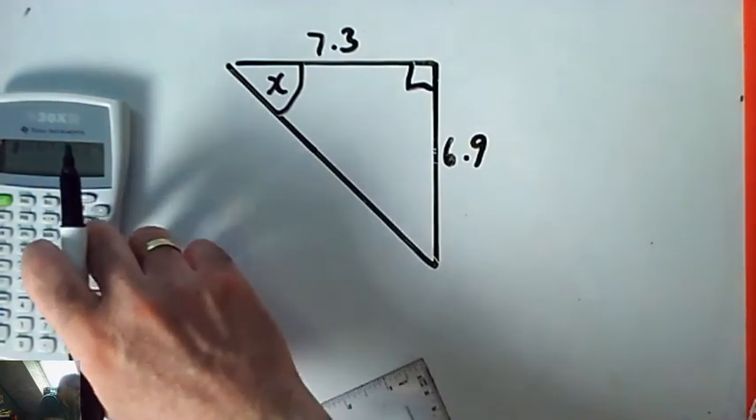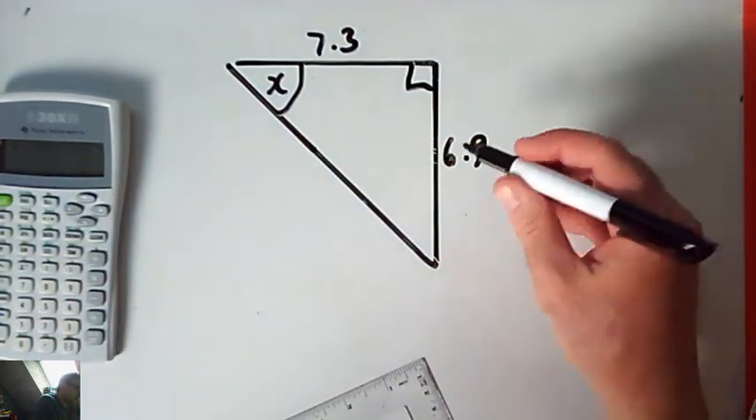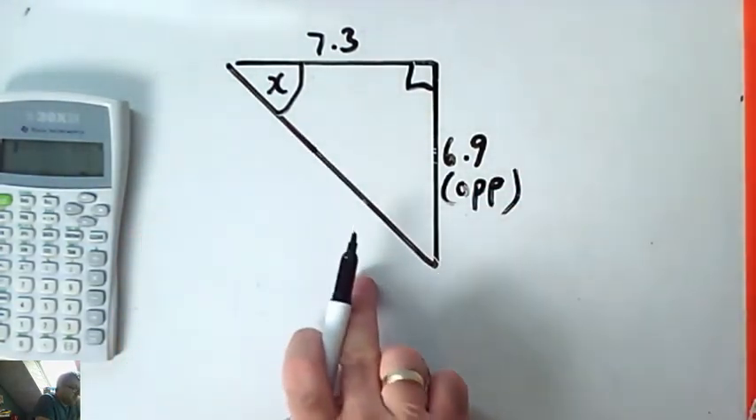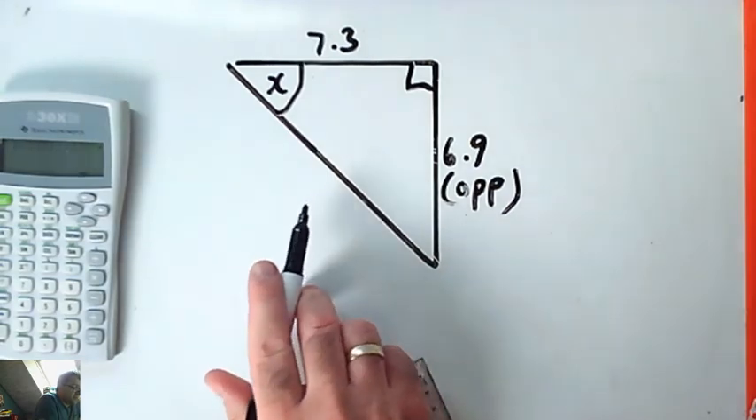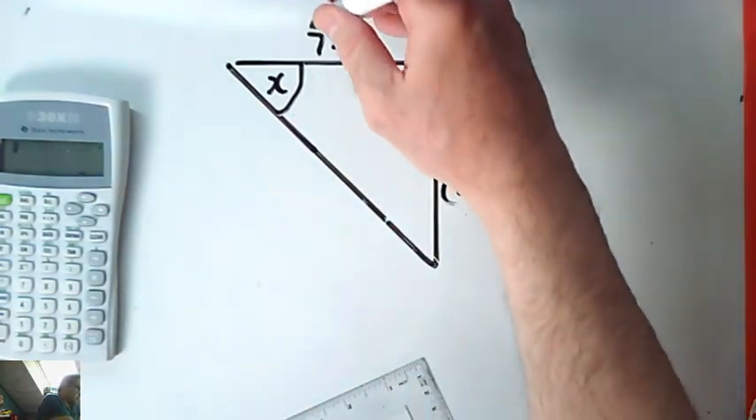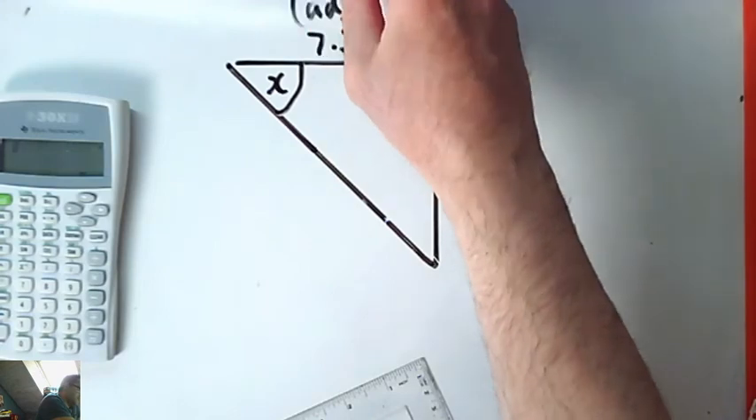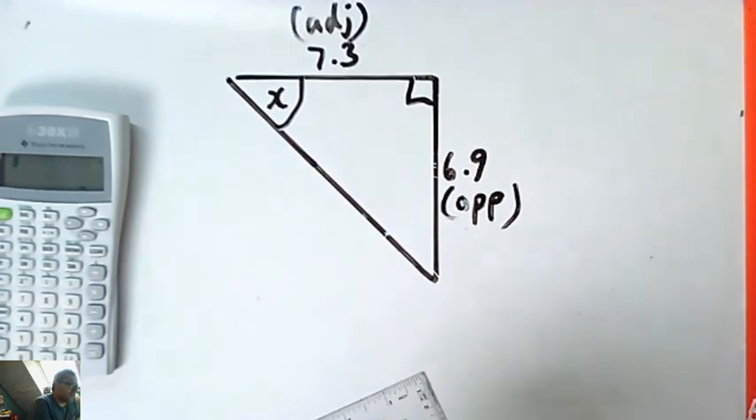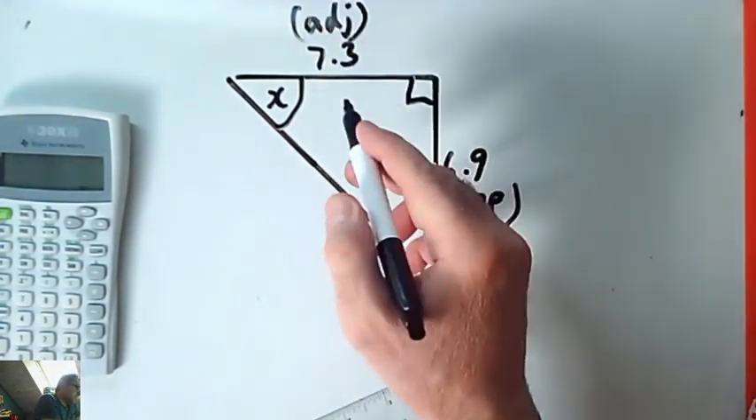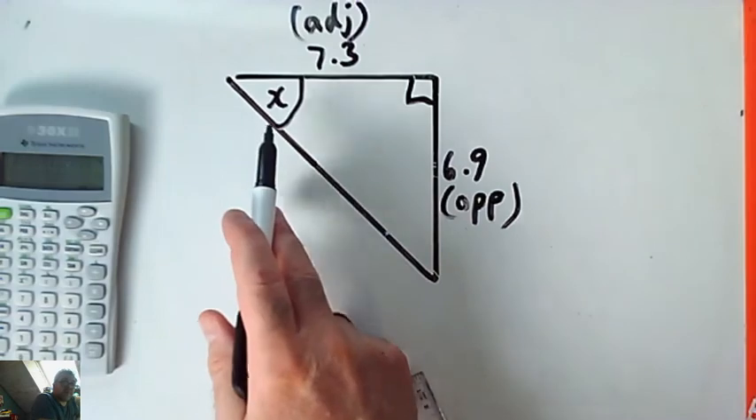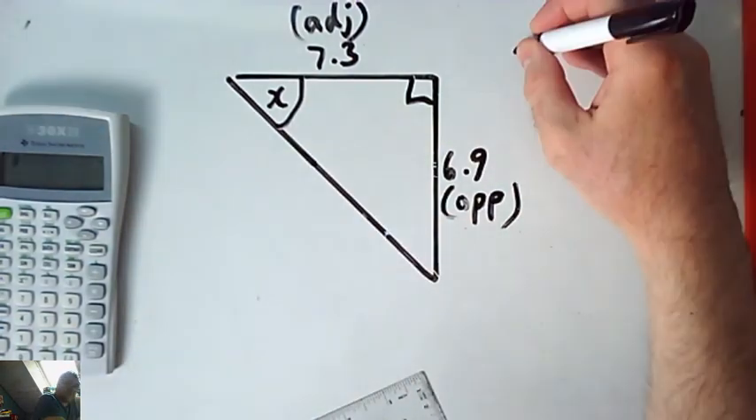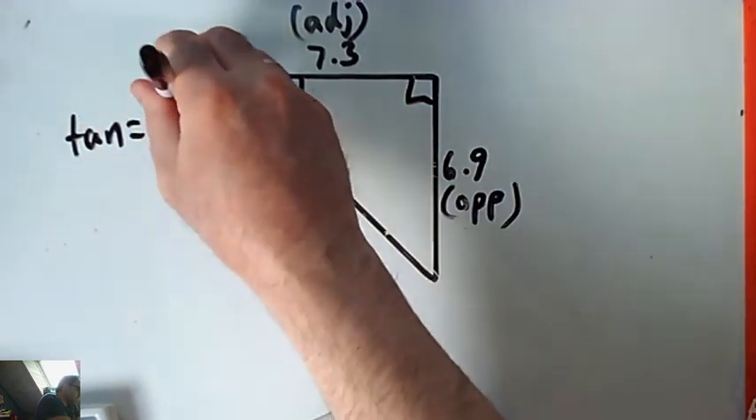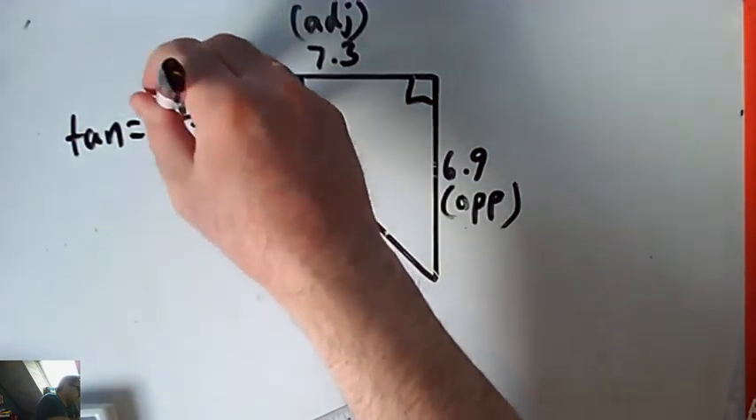And here it is, and we've got an x. 6.9 is opposite the x, so that's the opposite. This one here that isn't labelled is the hypotenuse because it's across from the 90-degree angle. So the 7.3 is the adjacent. Let's just move that down so it's in shot. It's the one that's next to the angle we're talking about, but isn't the hypotenuse. So to remind ourselves, it's tan, that's equal to opposite over adjacent.